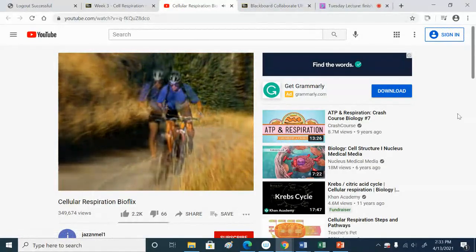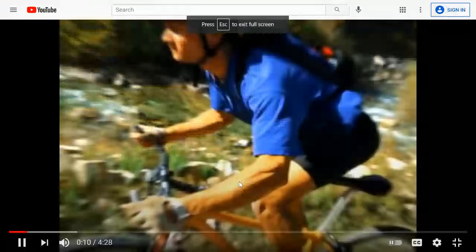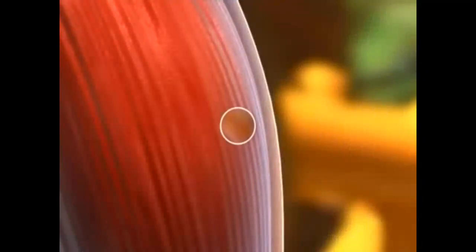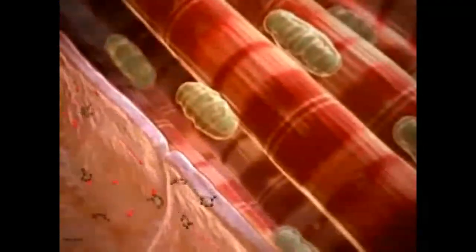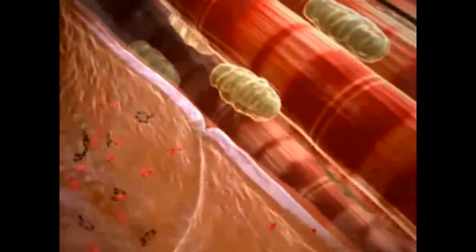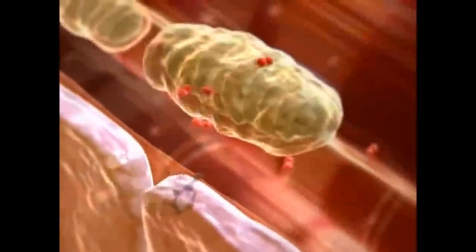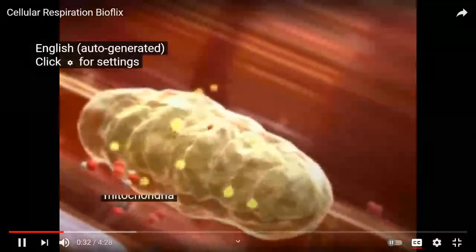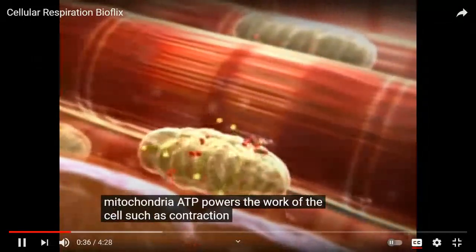The breakfast he ate this morning is being burned to power his bike ride. His breathing rate increases as his leg muscles demand more oxygen to burn more fuel. Let's zoom down to where this fuel is burned, our cells. Here, the blood vessel on the left delivers fuel and oxygen to a single muscle cell. In cellular respiration, energy and fuel is converted to ATP, shown here as starbursts. Most ATP is made in the cell's mitochondria. ATP powers the work of the cell, such as contraction.